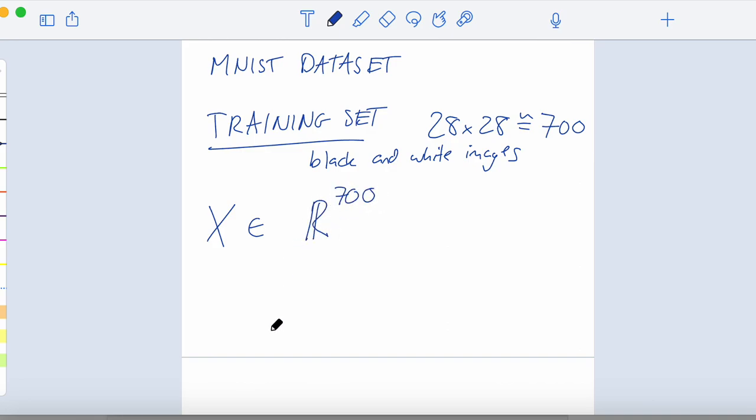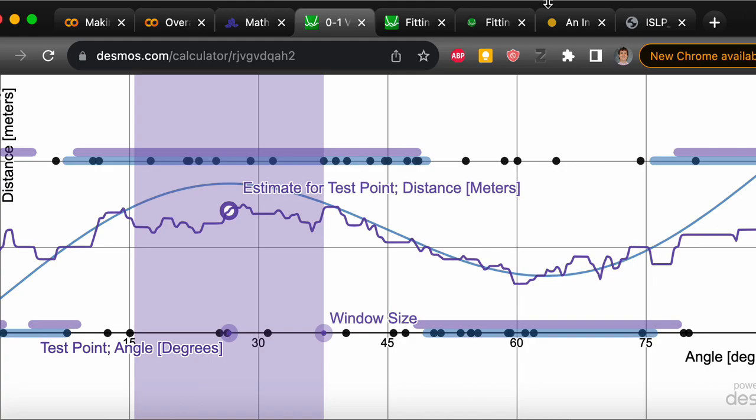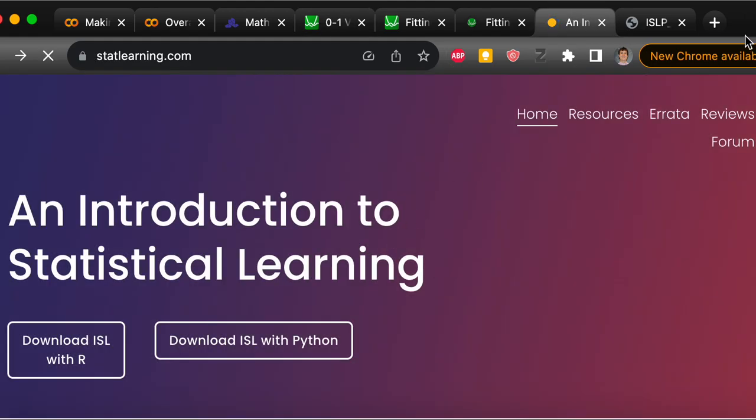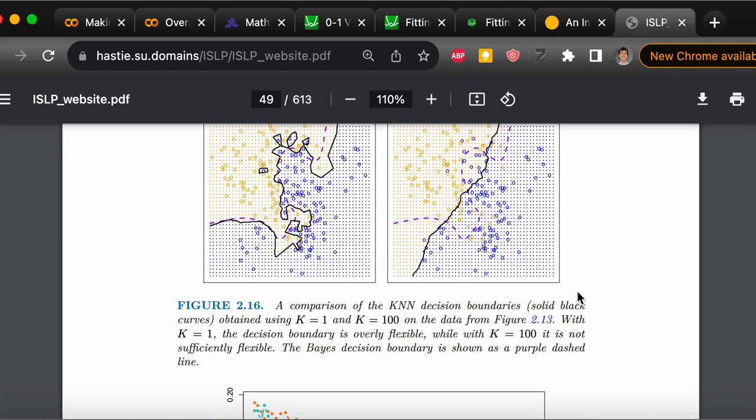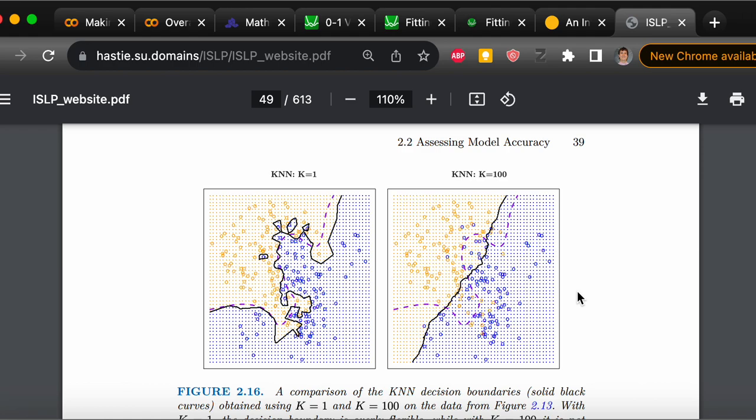So the examples we were doing, I was showing you these examples before, like this example, not this example, right? This is in R2. There's X1 and X2. Every point is either blue or orange. We've made the problem a little bit harder. Instead of having two dimensions, x1 and x2, we have x1, x2, x3, x4, all the way up to x to the power 700, which are the 700 pixel values of the image, right?